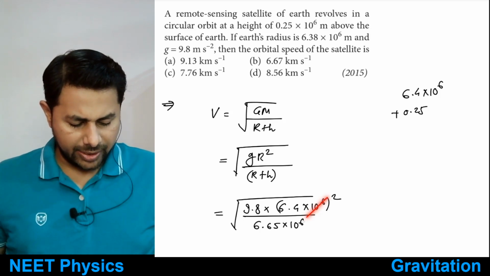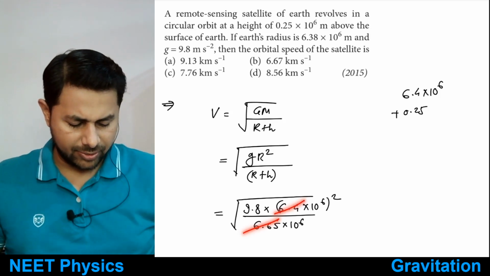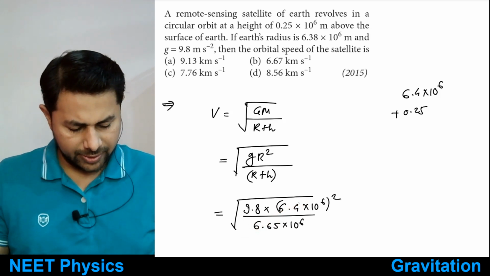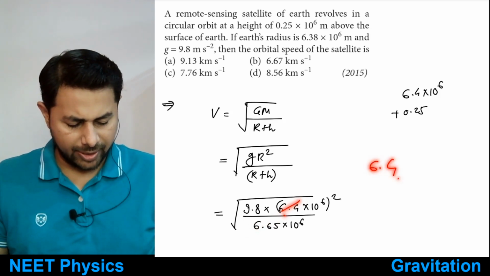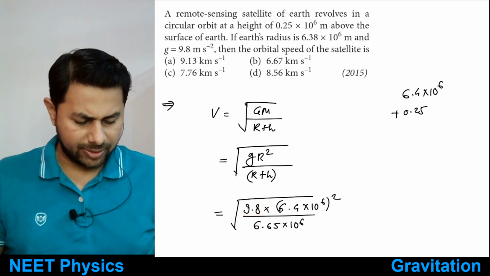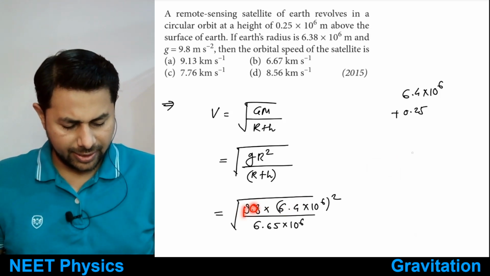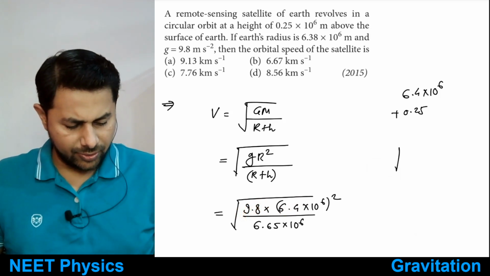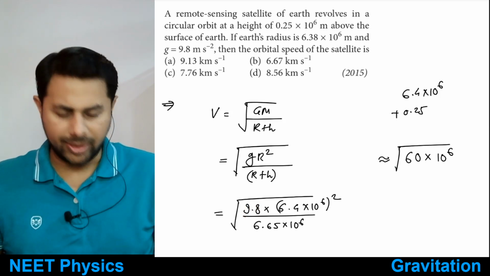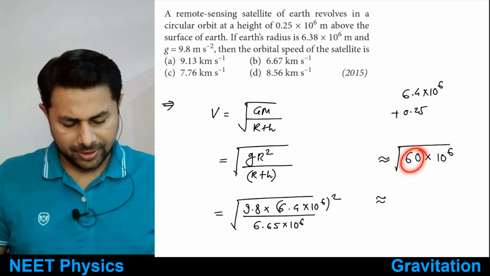So you can cancel out one 10^6, and then I think we should cancel this with this, right? So one 6.4 will remain. So 6.4 times 9.8. Let's take 6 for simplicity, and 9.8 let's make it 10. So 10 times 6 is 60. So you have the root of 60 multiplied by 10^6, round figure. Okay, so then what is the square root of 60?